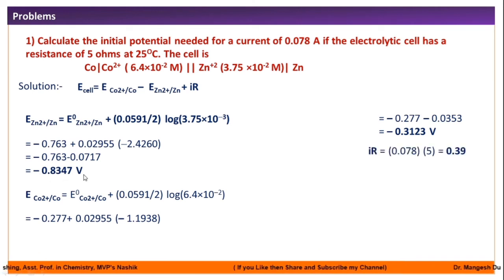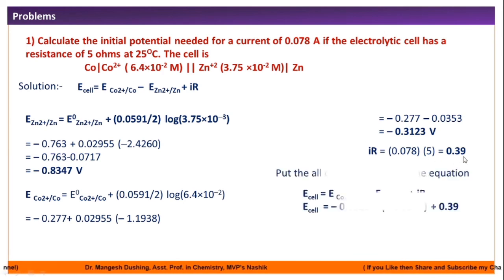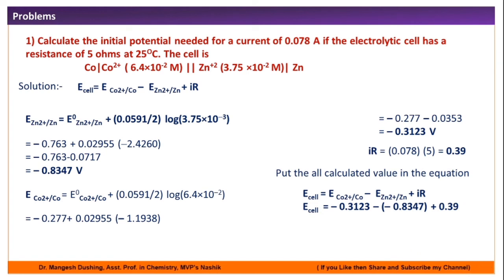But as we know, for the calculation of the electrolytic cell potential we have to add the IR drop also. I is the current in ampere while R is the resistance. The current is given as 0.078 ampere and the resistance is 5, so that will be 0.39. Then we put all these calculated values in this equation, and we get the electrolytic cell potential, that is around plus 0.9124 volt.